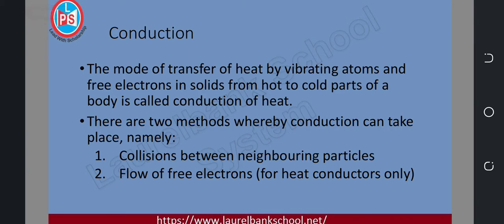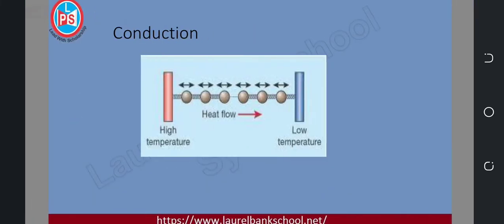Now we will take the two methods by which conduction can take place. The first method is by the collision between the neighboring particles and the flow of free electrons. So you can see that there is a high temperature at one end and a low temperature at the other end, and heat starts to flow from higher temperature to the lower temperature.